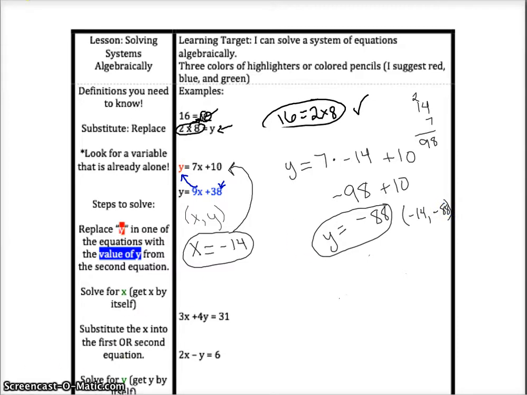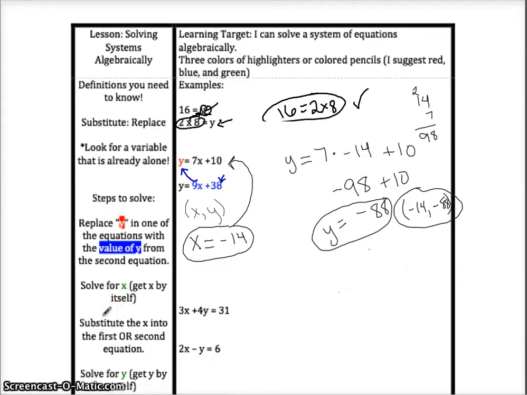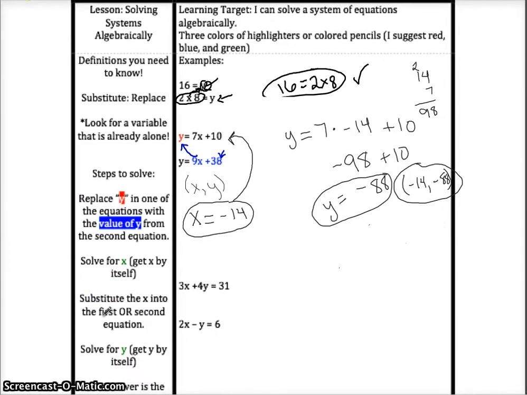Okay, so knowing that we now know the answer, which is right here, let's go through and just review the steps that we took to get to this answer. So here were the steps to solve, and I've written them down the best that I could, but you may need to write them in words that make sense to you. So I replace the red y, which is right here, in one of the equations with the value of y from the second equation. So the value of y I put in blue.